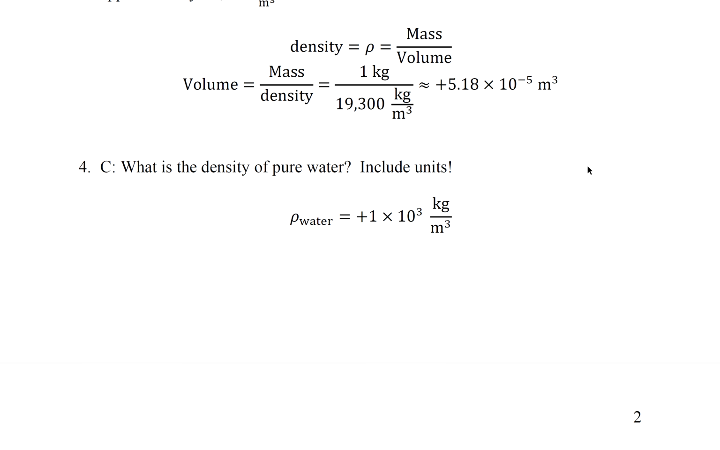Question 4. What is the density of pure water? Include units. So this is the density of pure water. It's 1,000 kilograms per meters cubed.